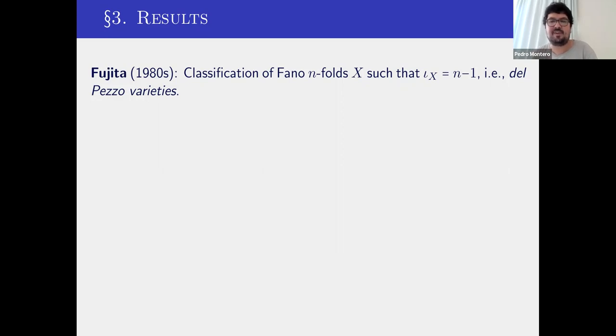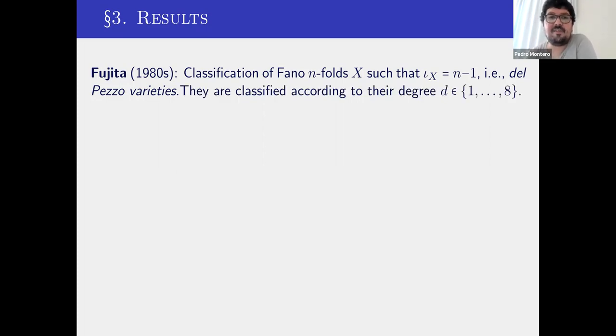These are called the del Pezzo varieties because if you replace n equals 2, then you get 1, and you are essentially dealing with the del Pezzo surfaces. For the case n equals 2, this condition is more or less automatic. So that's why they're called the del Pezzo varieties, because they're a natural generalization of the del Pezzo surfaces to higher dimensions. And they were classified by Fujita according to their degree.